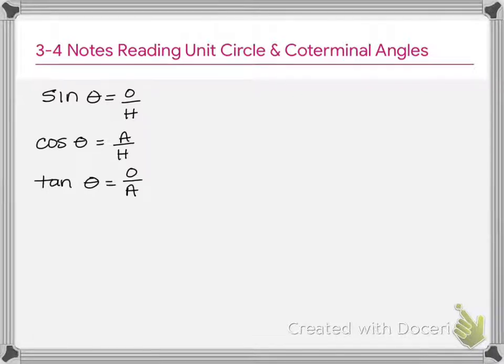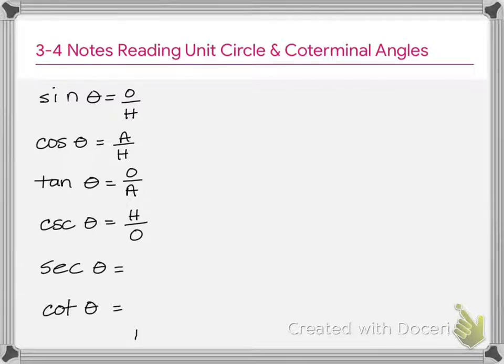You were then also introduced to the reciprocal trig functions. The reciprocal of sine is the cosecant of any angle. So that just required you to take the ratio that you have of sine and flip it. Numerator becomes denominator and the denominator becomes the numerator. The other two, secant theta and cotangent theta, you do the same thing. Take the reciprocal of cosine, the h over a, and cotangent, it's going to be a over o.